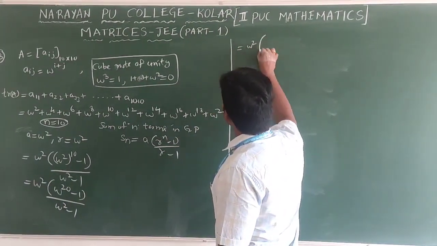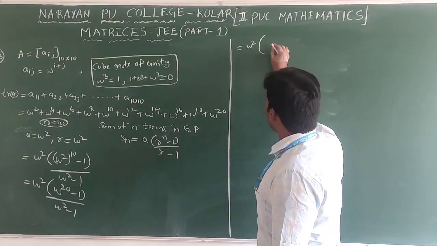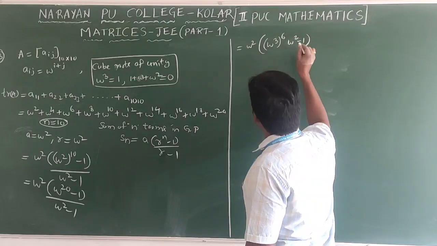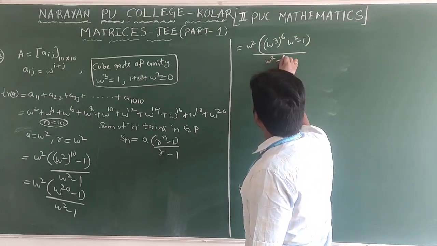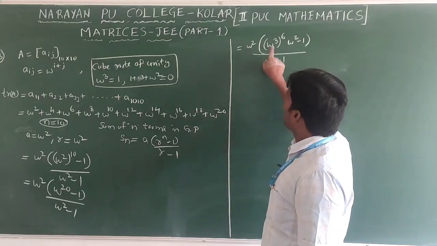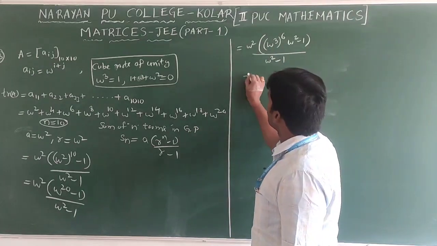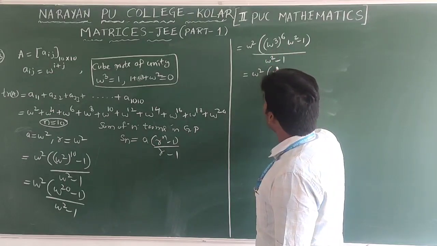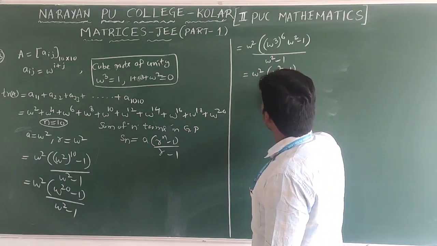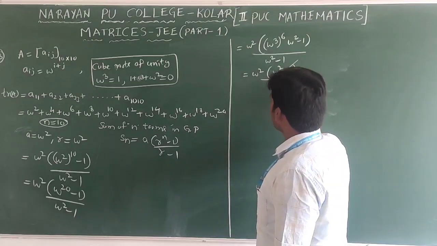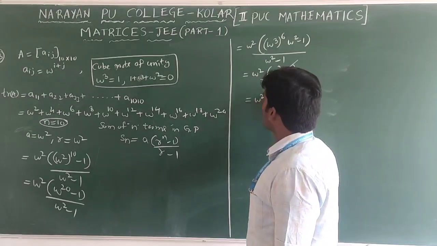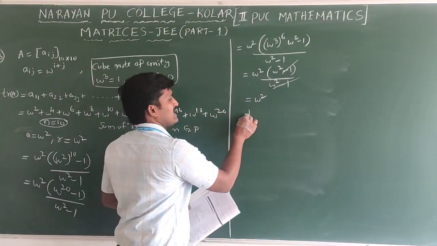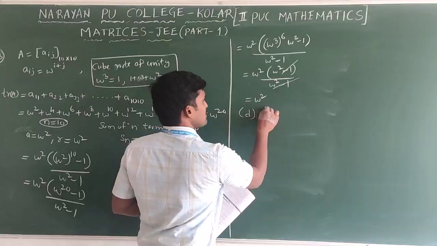Omega power 20 we can write as omega cube whole power 6, into omega square minus 1, by omega square minus 1. Here omega cube is clearly 1. That's why here you get omega square into 1 into omega square, that is omega square minus 1 by omega square minus 1. These two values get cancelled. What is remaining? Omega square. But omega square is not there in the options, that's why D is the correct option, none of these.